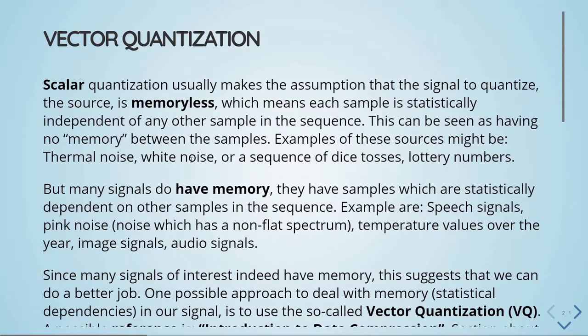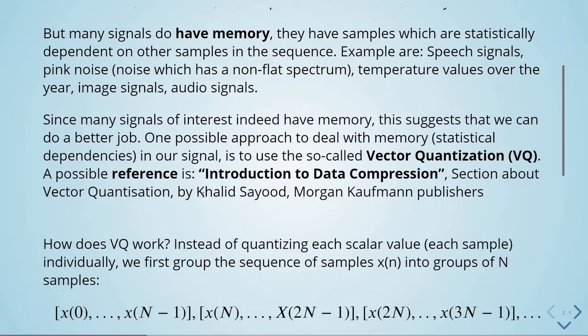Scalar quantization usually makes the assumption that the signal to quantize is memoryless. That means that each sample is statistically independent of any other sample in the sequence. Examples of those kinds of signals are thermal noise, white noise, a sequence of dice throws, lottery numbers. But many signals do have memory, so they have samples which are statistically dependent on other samples in the sequence. For example, speech signals, pink noise, temperature values over a year, image signals, audio signals. And since many signals have this memory, we can take advantage of this. One possible approach to deal with these statistical dependencies in our signal is to use the so-called vector quantization.